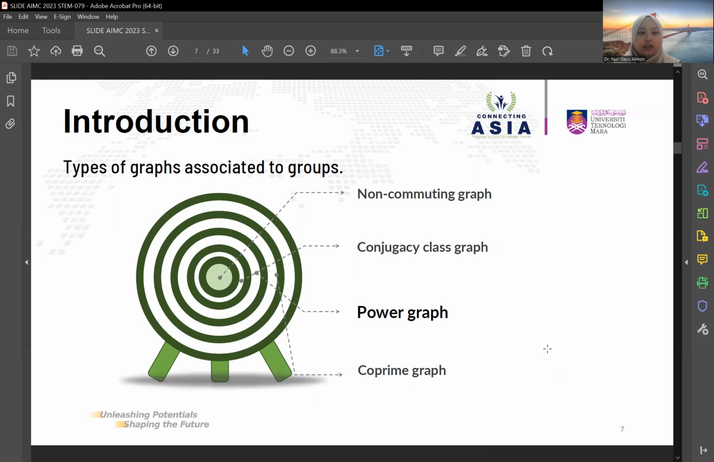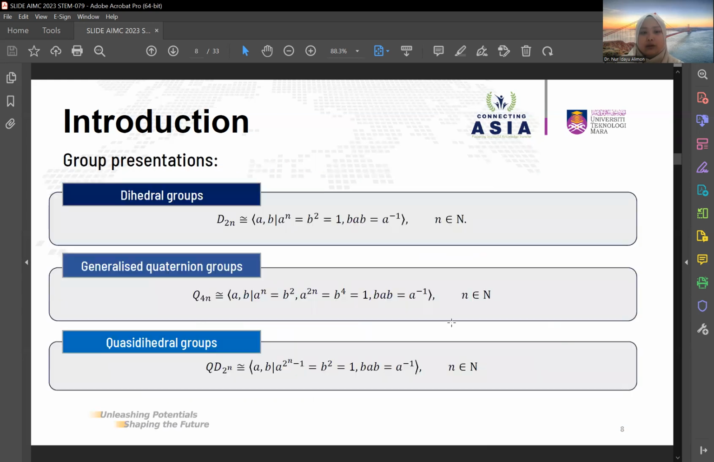Let's take a look at types of graphs associated to groups. We have many types of graphs that have been introduced, and these are some of them: non-commuting graph, commuting graph, power graph, and also coprime graph. Each type of graph has its own definition. In this study, I will only focus on the power graph.